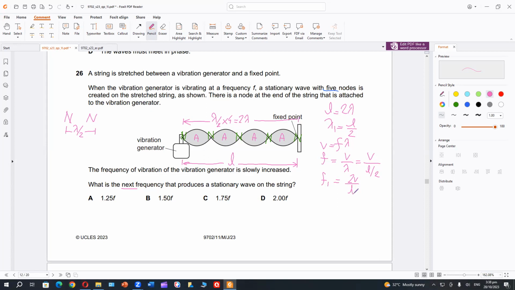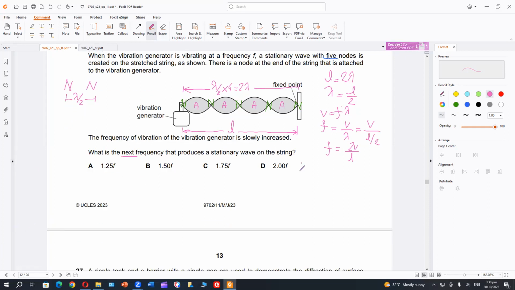The present frequency is F, so I'm removing the 1. It's not F1, it's F. He's using this letter F. Now this is our first equation. How can I make the next equation? He says next frequency. So when you get the next frequency for which a stationary wave is produced, it means we can try with 6 nodes. How much will it be for the next one? If there are 6 nodes, it will be lambda by 2 into 5, and lambda will be equal to 2L upon 5.